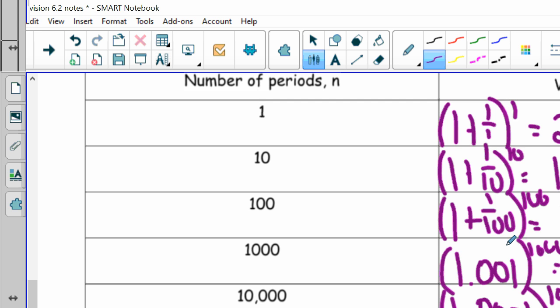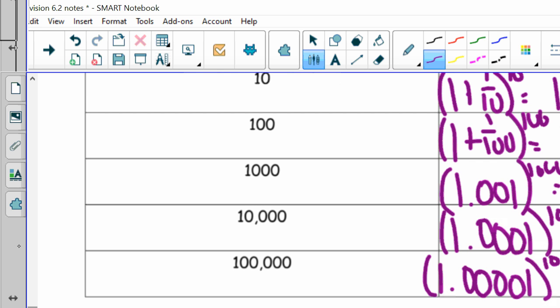So it says, notice that as n continues to increase, so the bigger our n, the value of the account remains very close to what number? Okay, so here we have 2.7, 2.716, 2.718, 2.718. Okay, so it gets very close to the number 2.718.